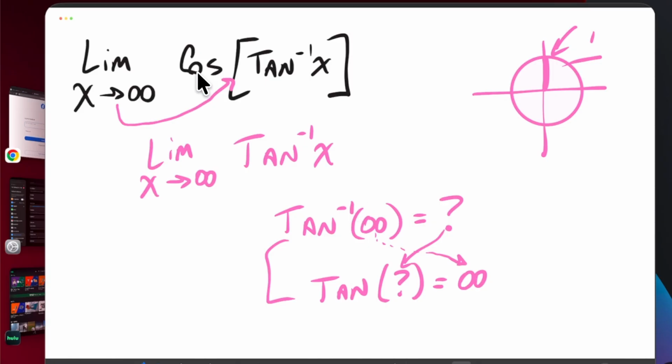Next, we could take the outer function, the cosine, and now take the cosine of pi over 2, and the answer is going to be 0.